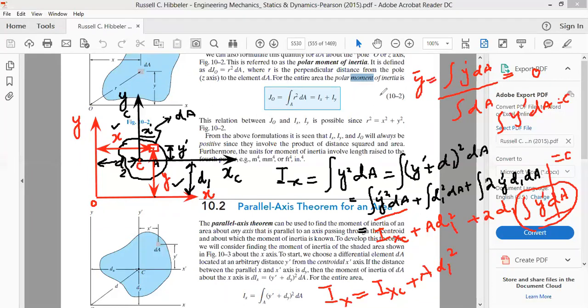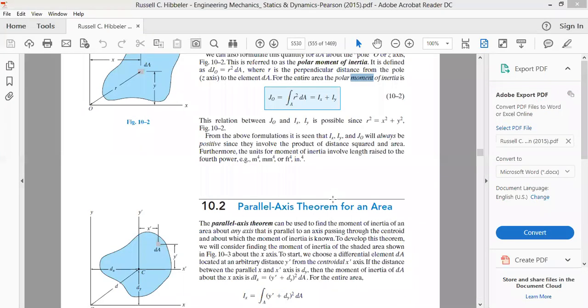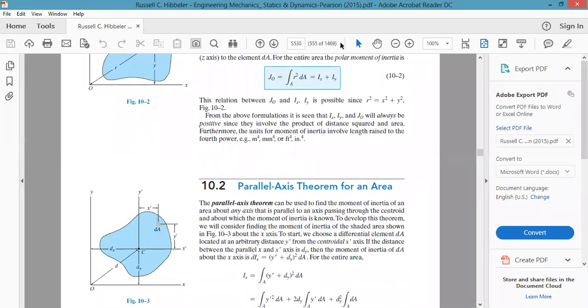We can say, if we have an x-axis and the centroidal x-axis, and we are given that the moment of inertia about any x-axis is Ix, and the distance between this x-axis and the x-axis passing through the centroid, that's called a centroidal axis, is, say for example, d1.